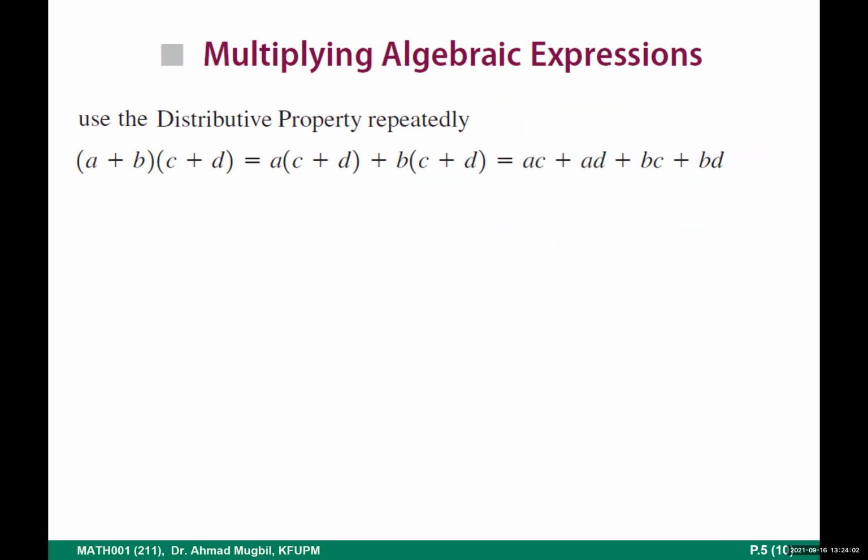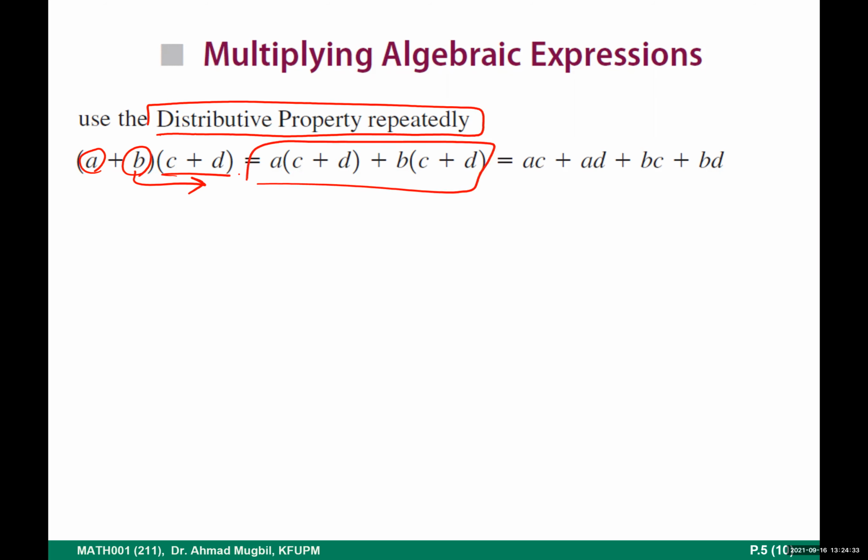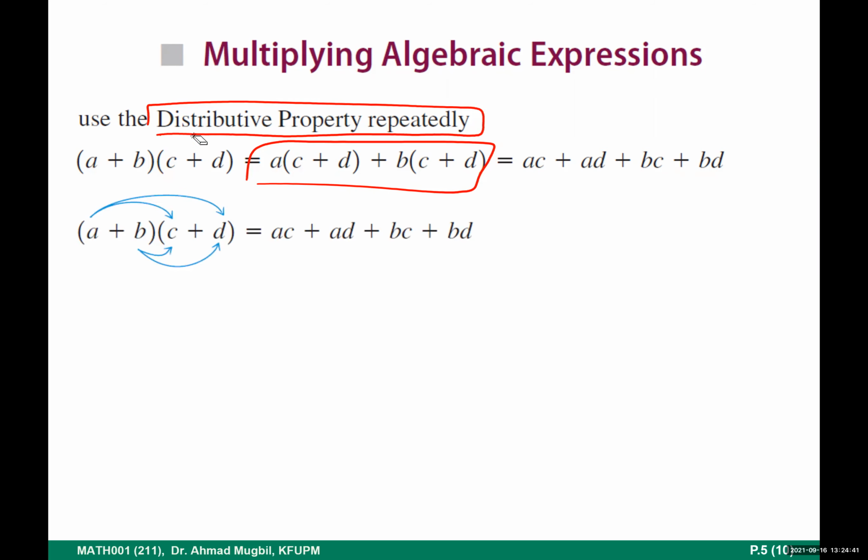How to multiply algebraic expressions in general? In a special case, how to multiply the polynomials. Of course, now the algebraic expressions are more general than the polynomials. Polynomials are just a special case. To multiply algebraic expressions, you will use what? The distributive property several times, repeatedly. Like here, for example, you will multiply A by these two terms, then B by these two terms. Usually we don't do this step, but it is there. Usually we go directly: A times C, A times D, B times C, B times D. Or we do it this way.